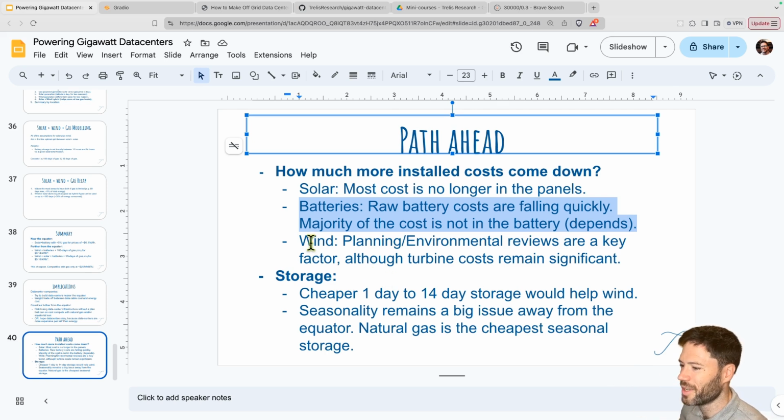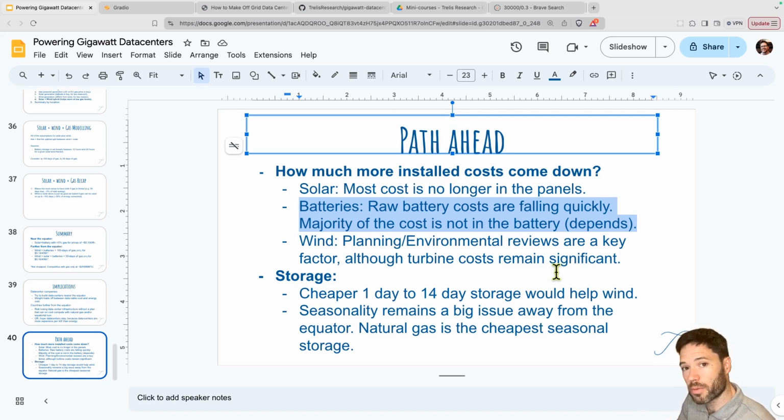With respect to wind, I'm not sure how much more the turbines could fall in price. I suppose it's possible. Planning and environmental reviews are a key factor, and access to land. But turbines are still a significant portion of the total cost price, and maybe there's room for reduction there. In terms of storage, cheaper 1 day to 14-day storage would certainly help wind because of those periods of a few days where there may not be any.